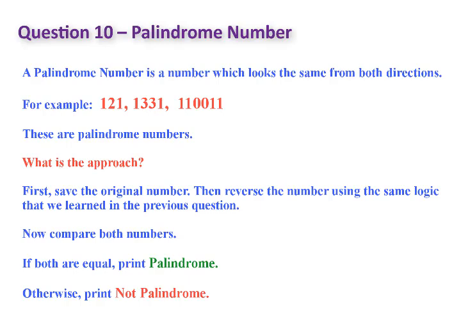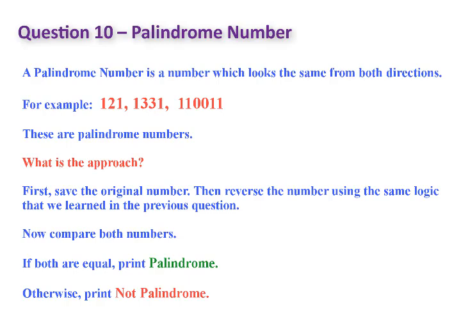Question 10, palindrome number. Finally, let's discuss question number 10. This is a very interesting question. A palindrome number is a number which looks the same from both directions. For example, 121, 1331, 11011. These are palindrome numbers. What is the approach?